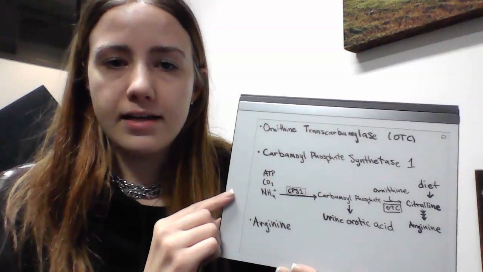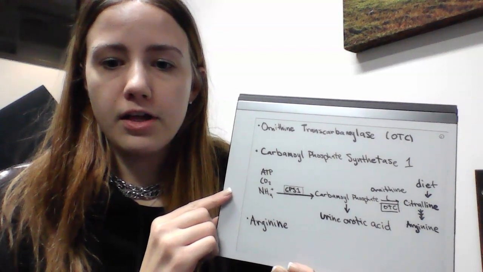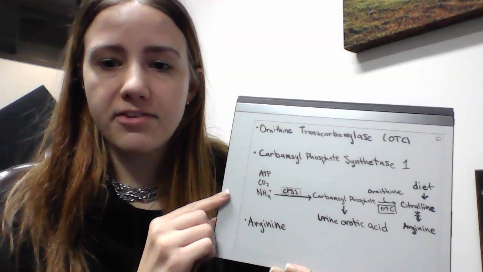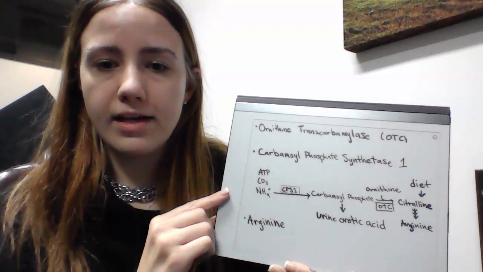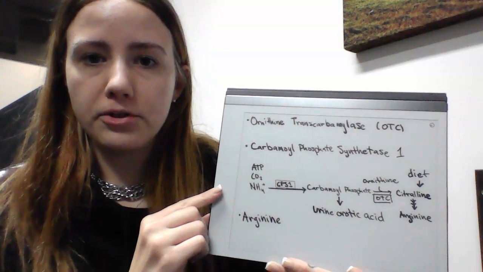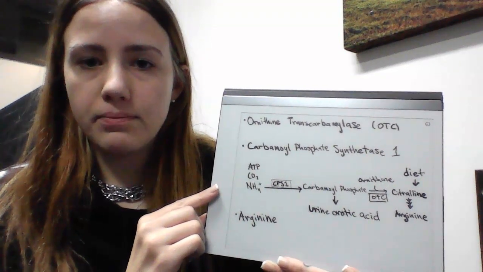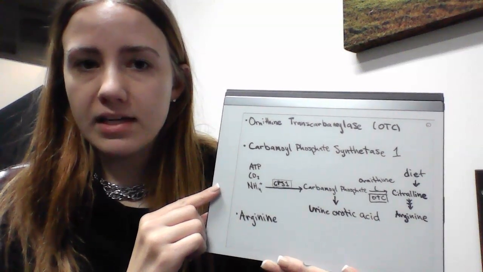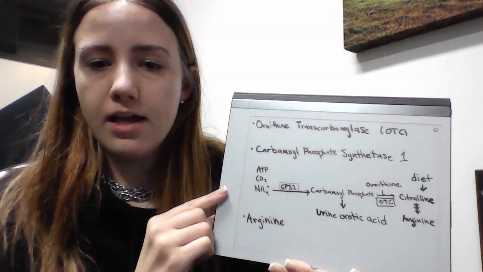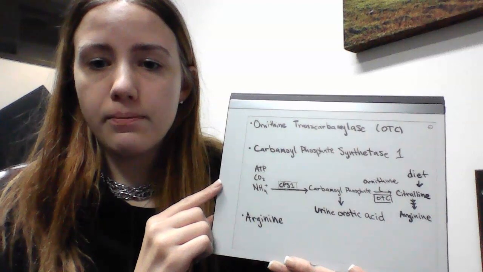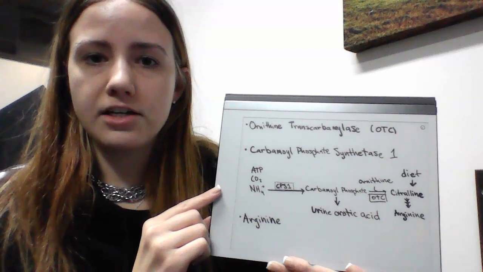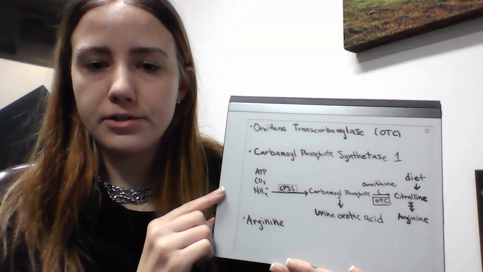Carbon dioxide is combined with ammonia to form carbamyl phosphate through the carbamyl phosphate synthetase 1 enzyme. This carbamyl phosphate can either undergo pyrimidine synthesis, in which it forms the intermediate orotic acid, which can be expelled through the urine, or it can be combined with ornithine by ornithine transcarbamylase to form citrulline. The citrulline undergoes several reactions to form arginine in the urea cycle.